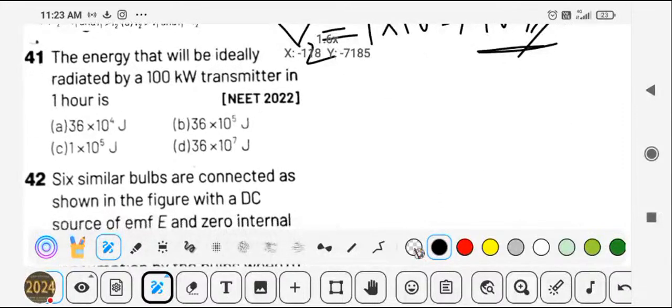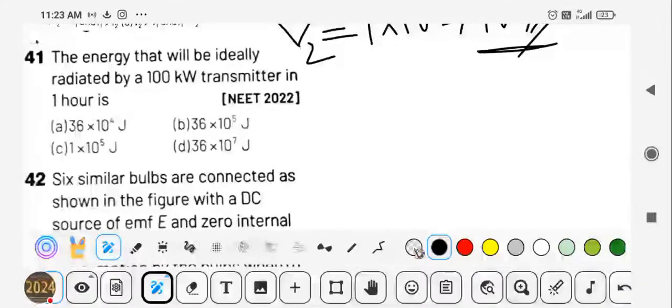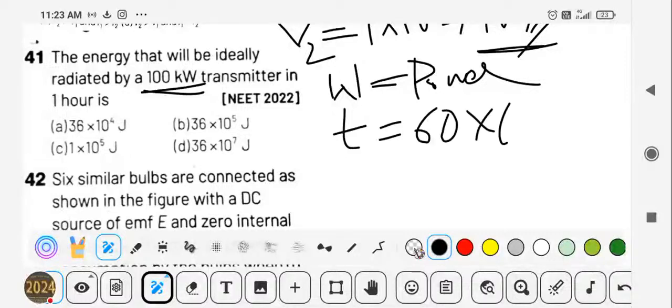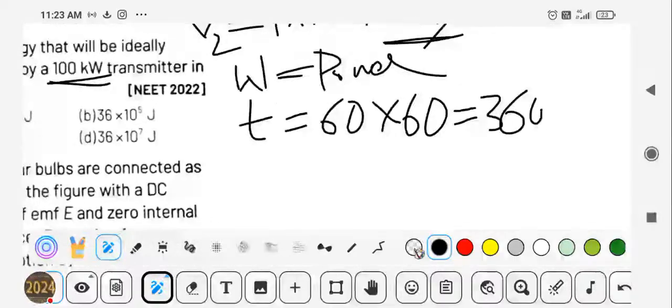Next, the 41st question. The energy that will ideally be radiated by a 100 watt transmitter is what? What is the data given here? It is the power. Watt is the SI unit of power, right? And the time is given here. It is 1 hour, which can be written as 60 minutes. 1 hour has 60 minutes, multiplied by 60 gives the seconds value, that is 3600 seconds.